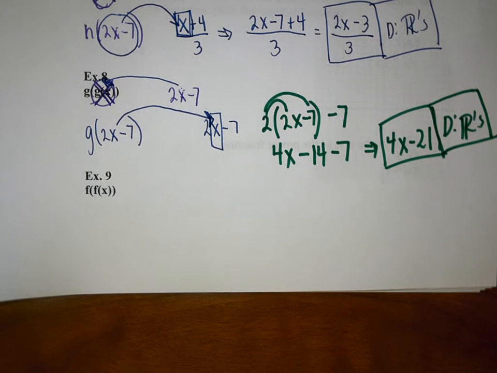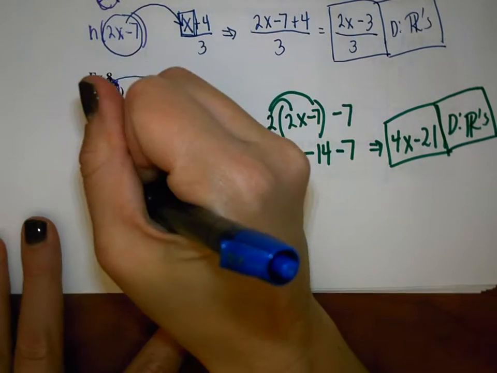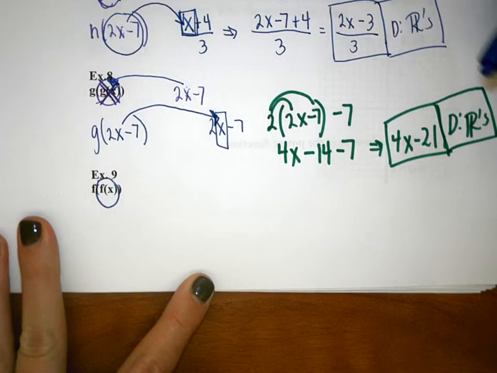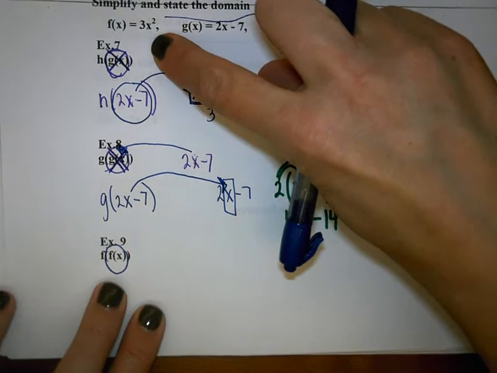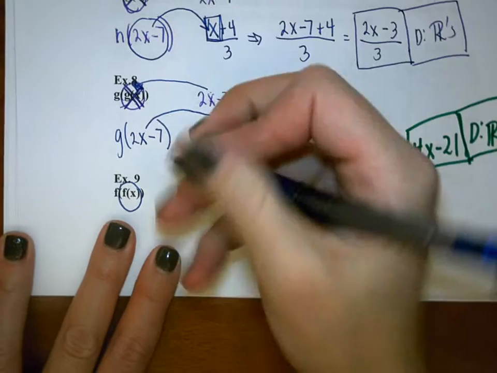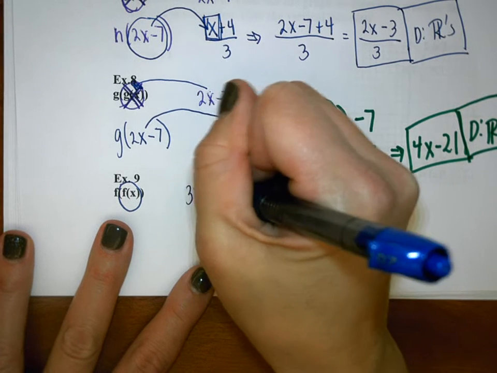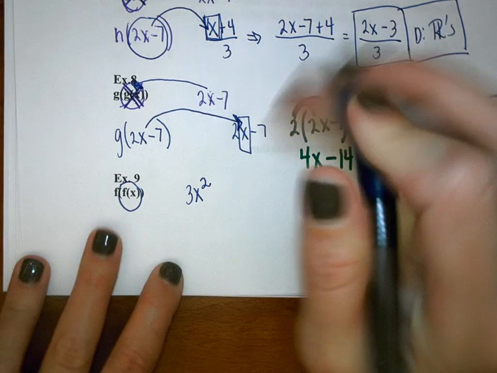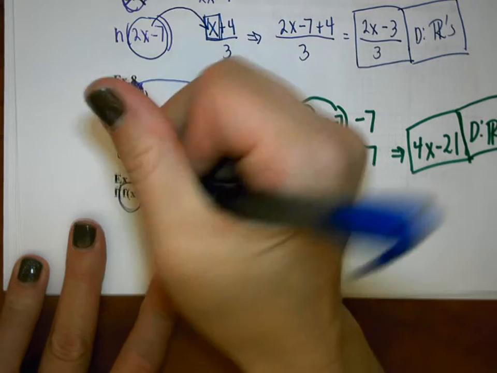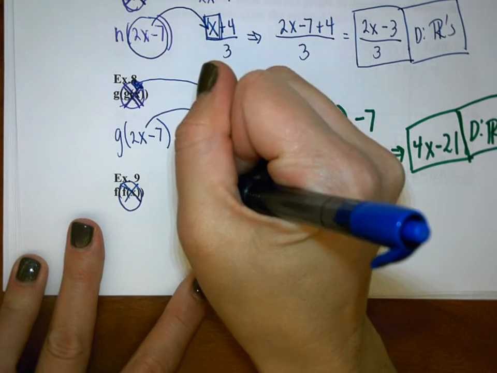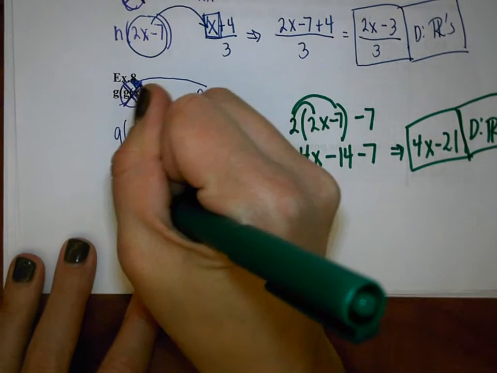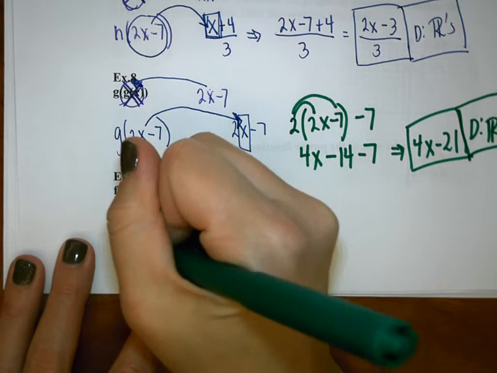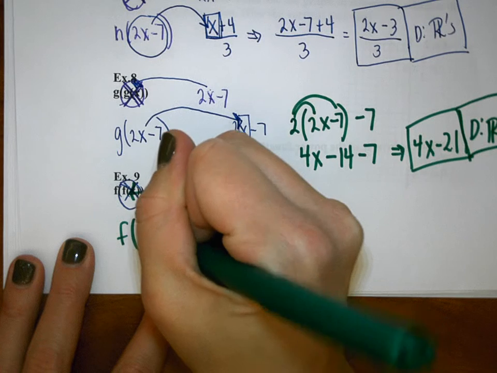Okay, so last example, we have now f of x. So we go up to our f of x equation, and our f of x equation is 3x squared. So my f of x is 3x squared. That means instead of writing f of x now, we now have 3x squared. So my new problem, because I'm taking this and plugging it in for that f of x, is now f of 3x squared.